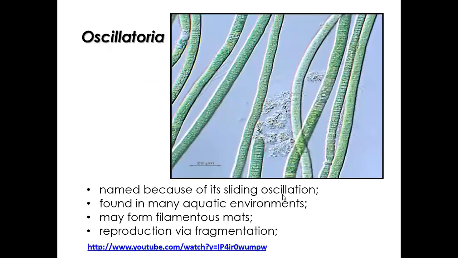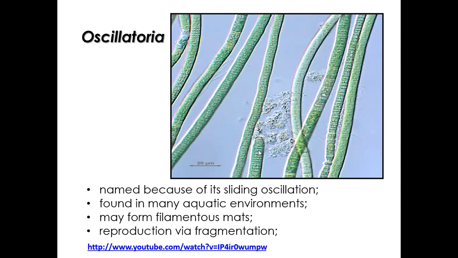Now, one of these cyanobacteria is one called Oscillatoria. I'm not going to show you this, but if you get a chance to watch this video, it's very short, like 30 seconds. It shows the Oscillatoria. They get this name because when they're growing, they kind of slide past each other, and so it gets this sliding oscillation. That's how it got its name.